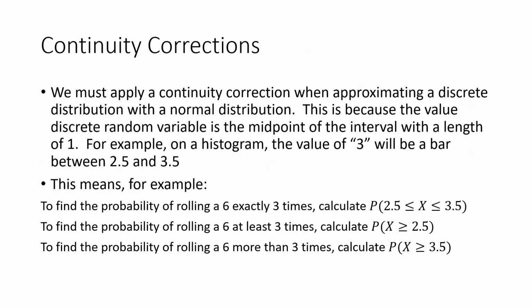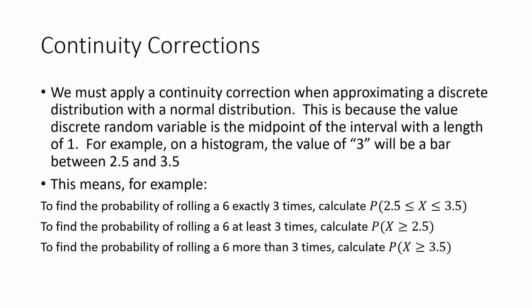All right, so when we use the normal approximation, when we use the normal distribution to approximate the binomial distribution, or later on the hypergeometric distribution, we need to apply something called a continuity correction. Now, what this is saying is that for a discrete random variable, if you remember from chapter 4, the number lies in the middle of the bar of the histogram. So, for example, the value 3 is a bar that's between 2.5 and 3.5.